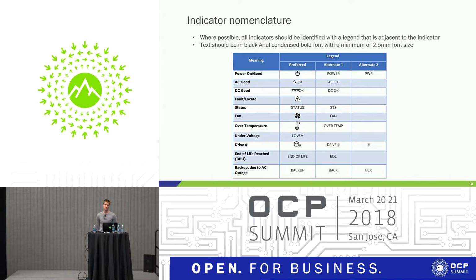So next to a board status, you'll have a little power symbol there, and it'll be the same for all products. The other thing to note here is that anytime there's text that's used, we specify what that standard text is. So you can briefly look over this table here and see that we have power on, AC good, DC good, fault or locate, status, fan symbols. So some of the changes that we're making in the 0.4 version is that we're going to try to stick primarily with symbols and get away from using text. This is so that we don't have to worry about language issues and we can have common symbols throughout.